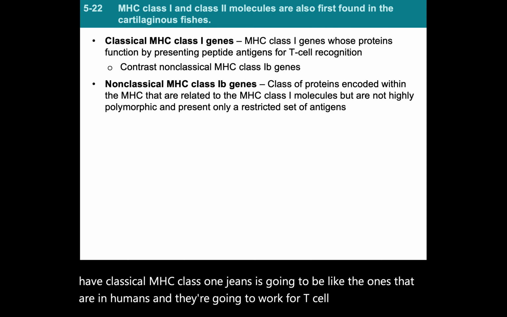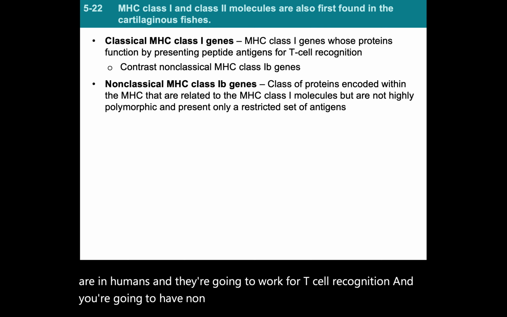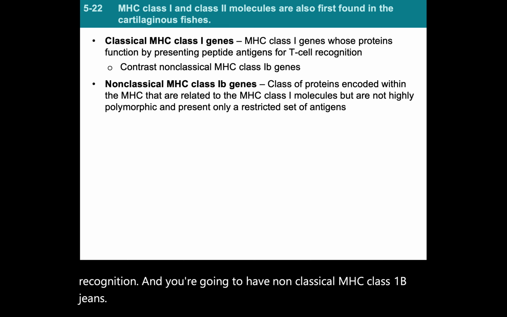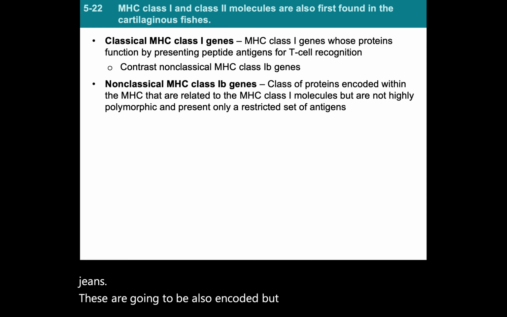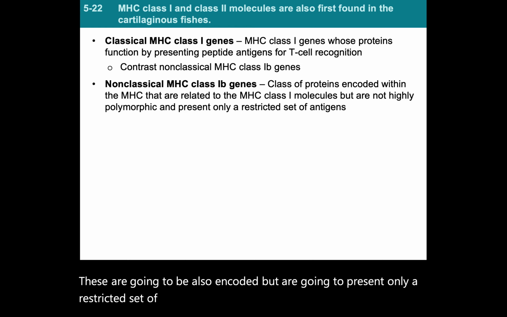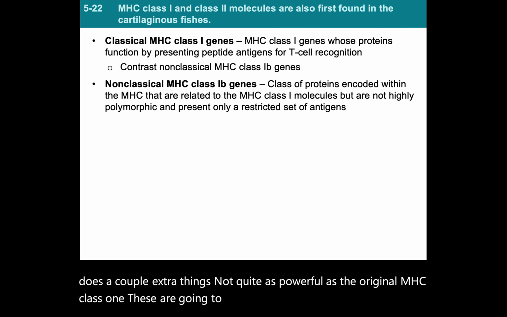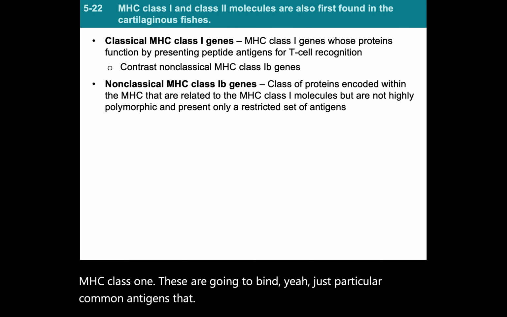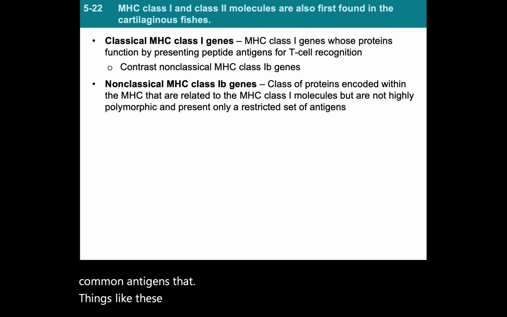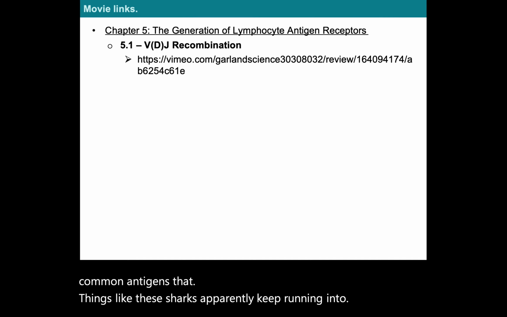And you're also going to have non-classical MHC class 1b genes. These are going to also be encoded, but are going to present only a restricted set of antigens. So they are like an additional MHC that just does a couple extra things, not quite as powerful as the original MHC class 1. These are going to bind just particular common antigens that things like these sharks apparently keep running into in evolutionary terms.